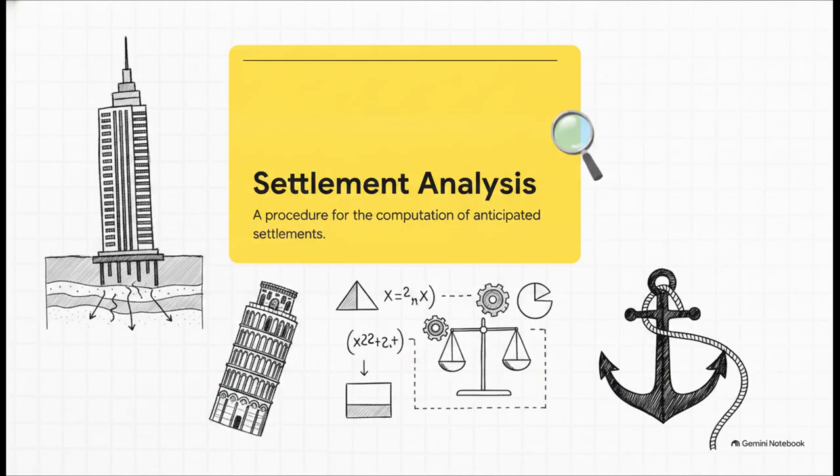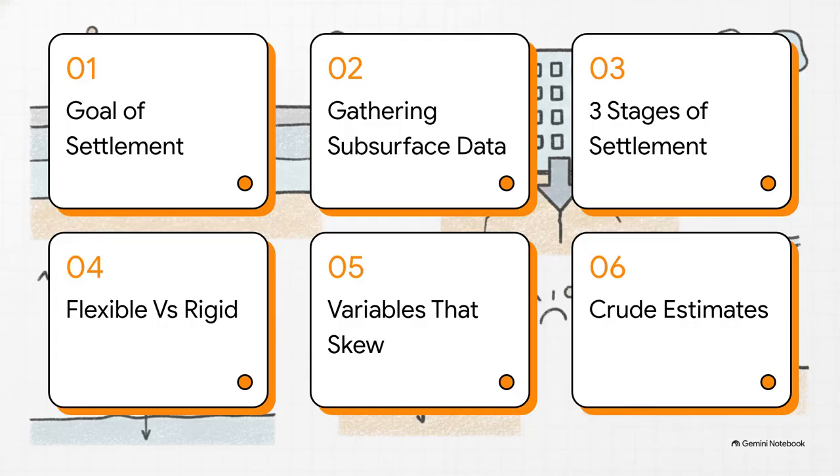The geotechnical procedure used to compute these anticipated structural settlements is actually called settlement analysis. And this definition is going to be the anchor for our entire journey today. It is literally the mathematical and scientific process that stands between a perfectly stable, towering skyscraper and, well, a modern-day Leaning Tower of Pisa.